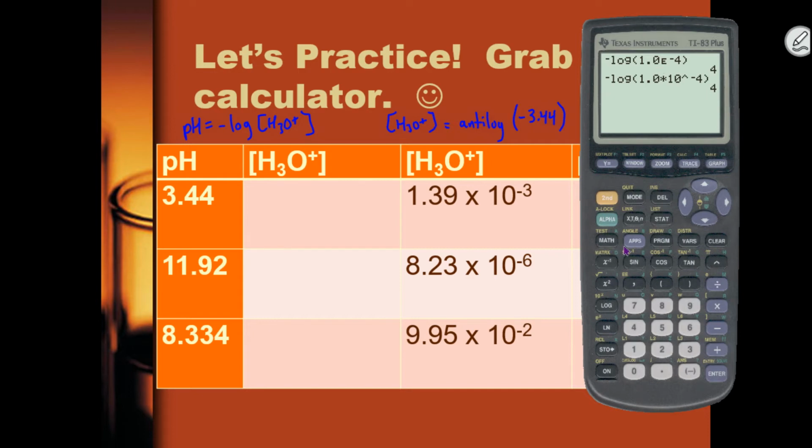So in this case, we're going to take the anti-log, which is, we're going to hit the second button, and we're going to hit log. So the anti-log is just 10 raised to the power. So in this one, I'm going to do 10 raised to the power of negative 3.44, close parentheses, and there's my answer.